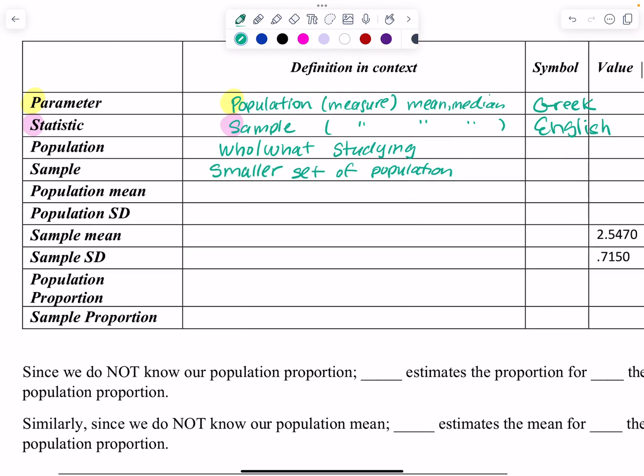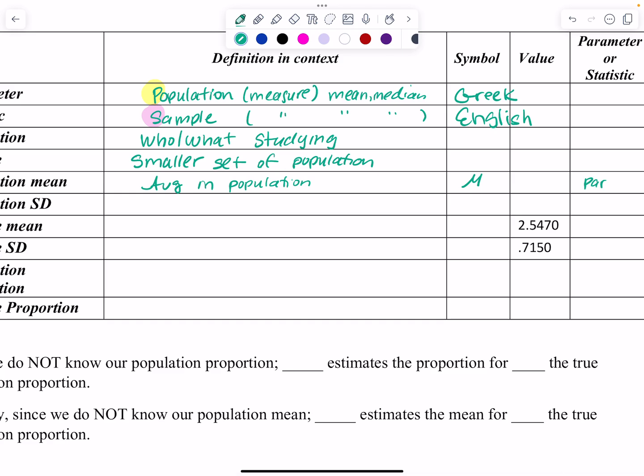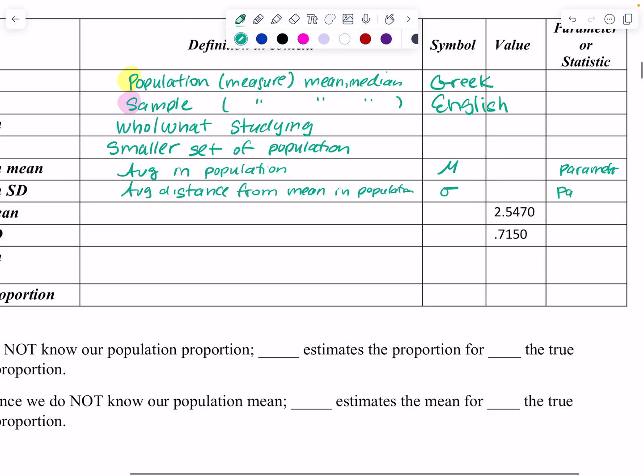Okay, the population mean is the average in the population. And that symbol, which you've already learned, is mu. And that is a parameter. Population standard deviation is the average distance from the mean in the population. And that symbol looks like a little cursive O. It's a sigma. And that is a parameter.